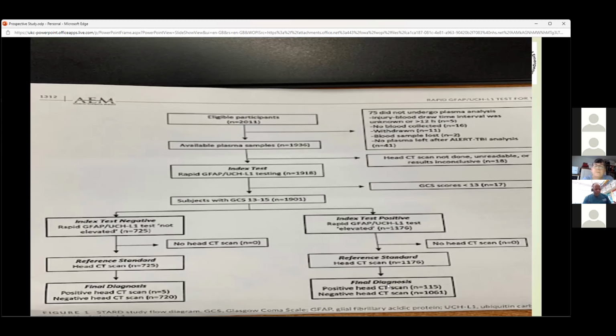Question 4, could the results of the test have been influenced by results of the reference standard? And the answer to that is no, because the results of the test were independent from the results of the CT. CT was done by a radiologist, and you had to have 3 radiologists to interpret the results of the CT, whereas the blood tests were done in the lab by different people who analyzed the samples.